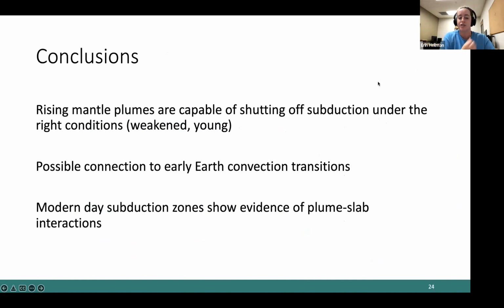So conclusions from this work, we show that rising mantle plumes are capable of shutting off subduction under the right conditions when you have those weakened and young subduction zones. We connect this to possible connections to early Earth convection transitions, and modern day subduction zones also show evidence of these plume slab interactions. Obviously, our models are 2D and they're rather simplified, so we might not see exactly what we've modeled in real life, but we think it does have implications for plume slab interactions and plate tectonics in the past as well.